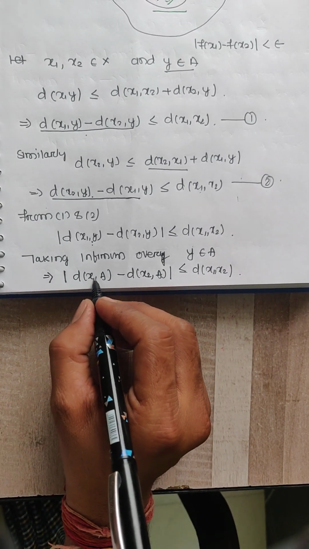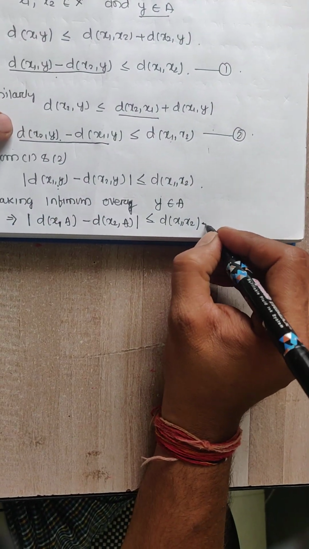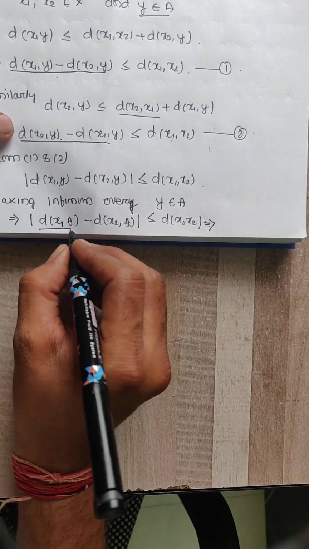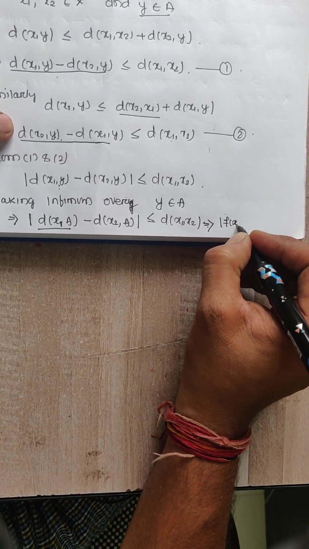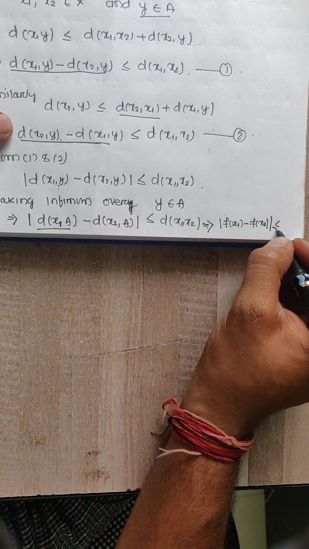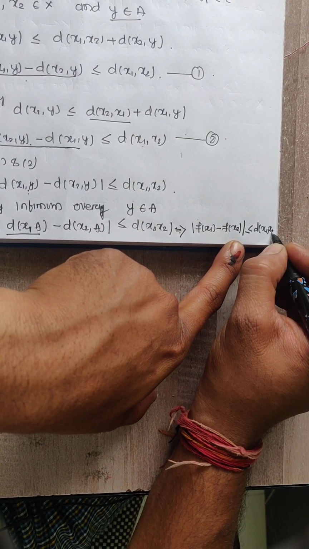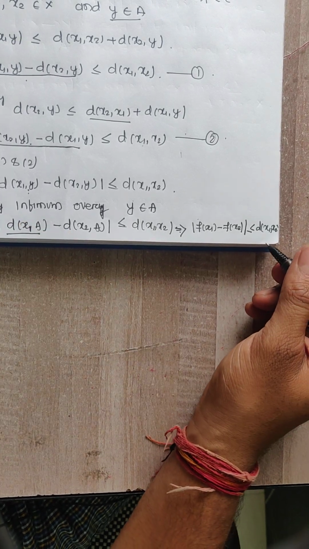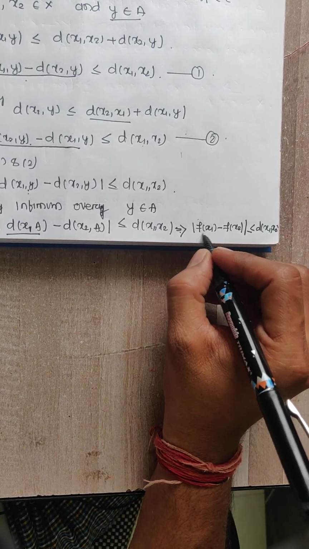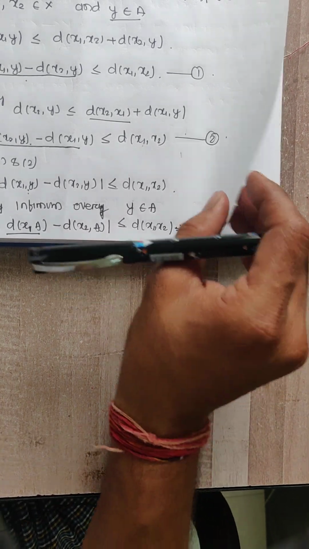Now what is my distance between x1 and a? So what is that f x here? Distance between x and a. So this is nothing but the distance between f of x1 and f of x2, which is less than or equal to the distance between x1 and x2.